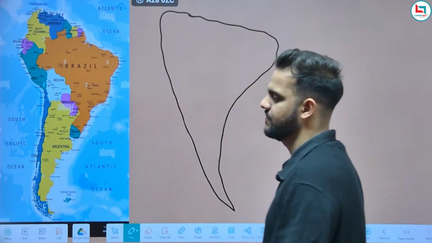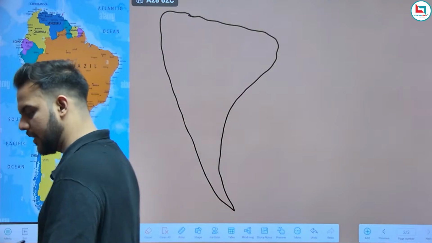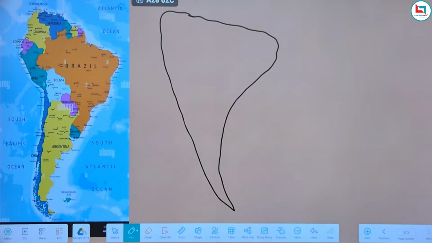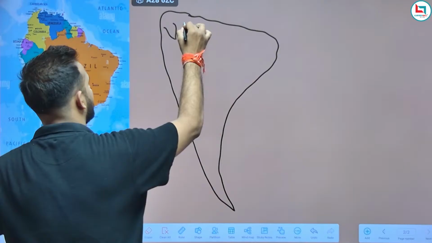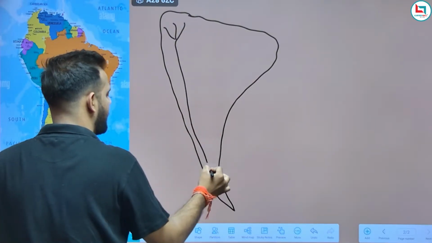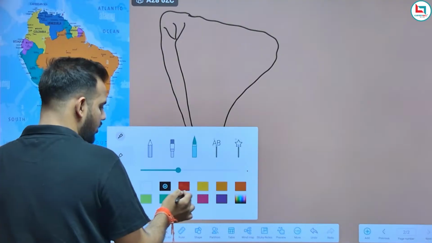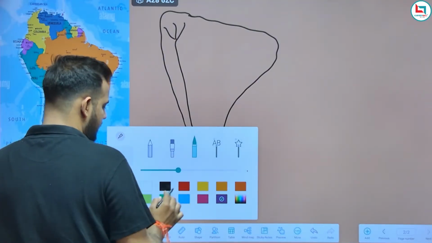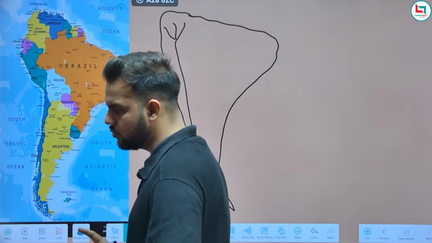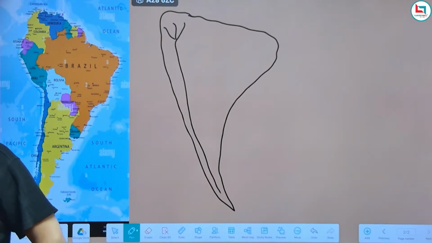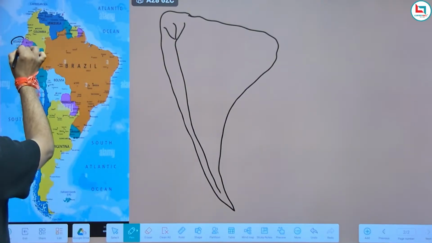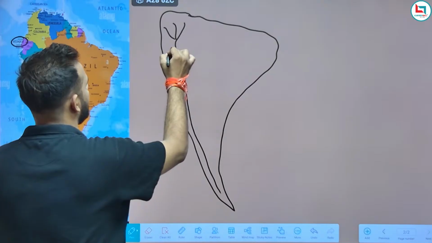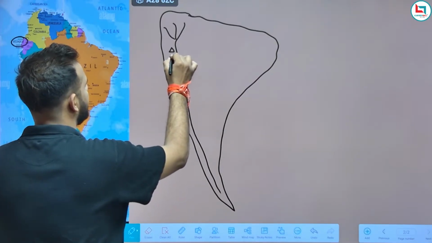So this is what South America looks like. Now guys, we had talked about the major mountain range in South America, that is the Andes. Remember, I had told you about the two mountain ranges in Ecuador. They are Mount Cotopaxi and Mount Chimborazo. They both are present in the country of Ecuador. Here we have Ecuador, and here we have Cotopaxi and Chimborazo.